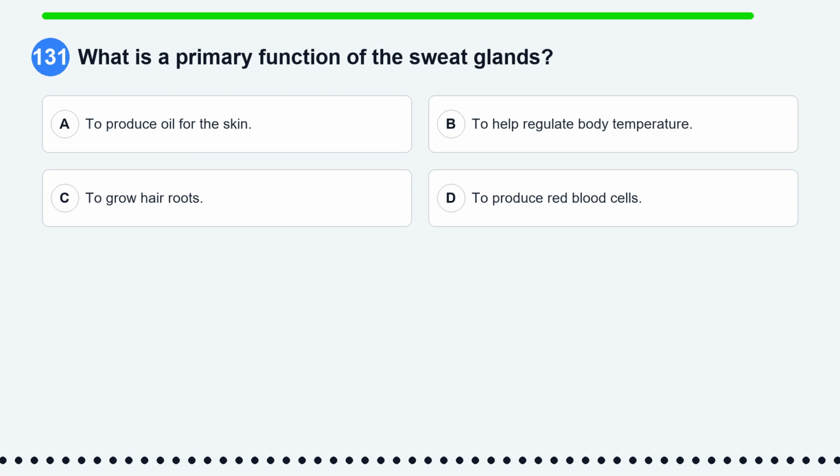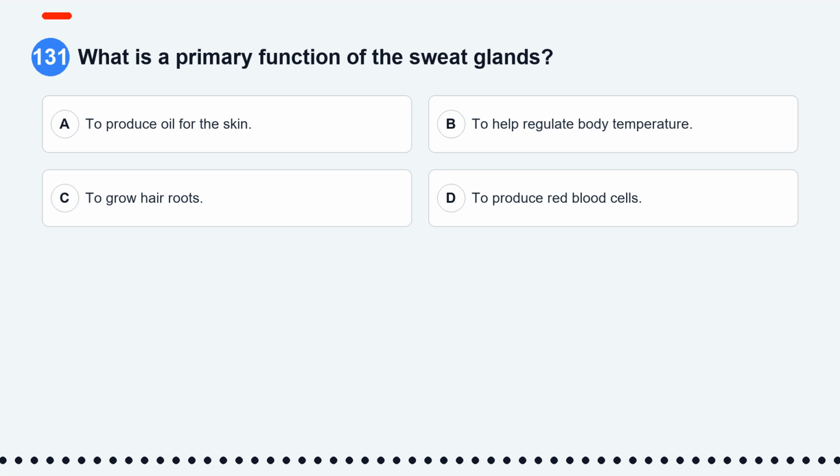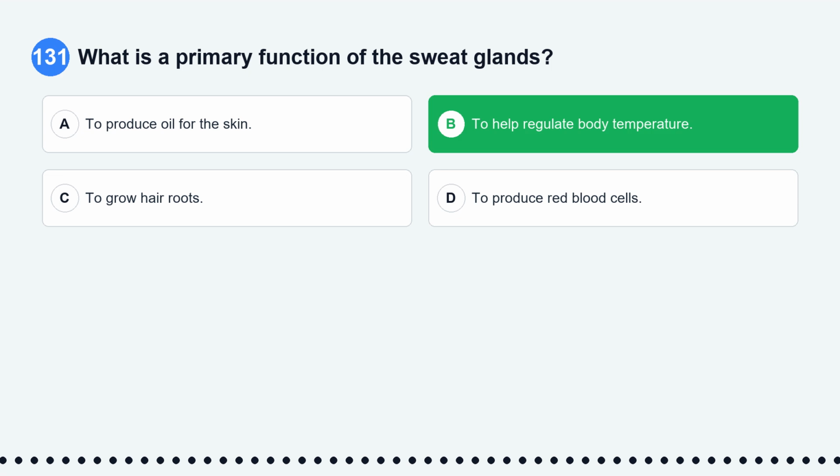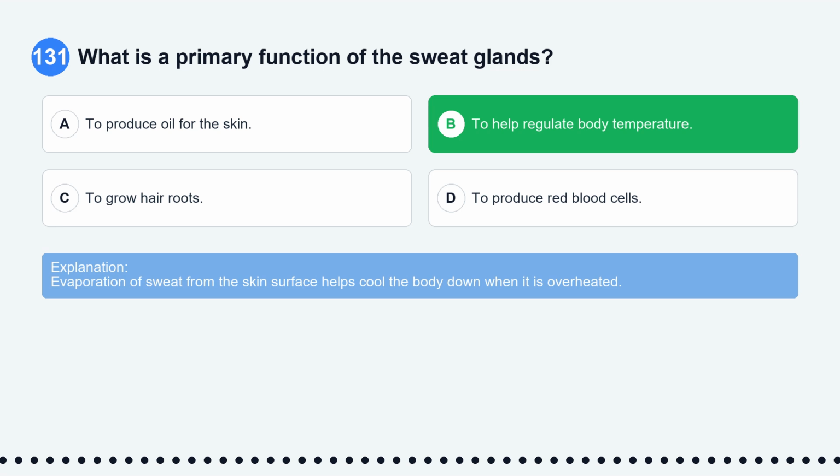Question 131. What is a primary function of the sweat glands? Option A. To produce oil for the skin. Option B. To help regulate body temperature. Option C. To grow hair roots. Option D. To produce red blood cells. The correct answer is option B. To help regulate body temperature. Evaporation of sweat from the skin surface helps cool the body down when it is overheated.